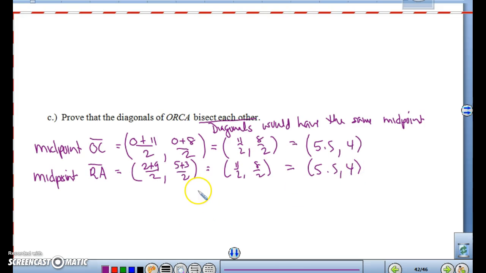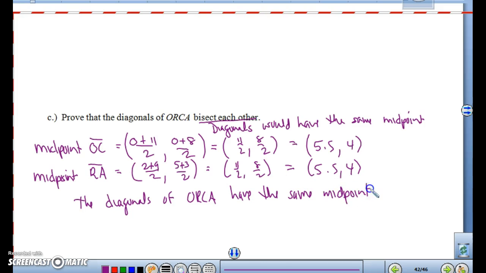So, do the diagonals of ORCA bisect each other? The diagonals of ORCA bisect each other because they have the same midpoint. So, they bisect each other. And we have proved that. Again, I did the work, I explained why I did it, and wrote a concluding statement.